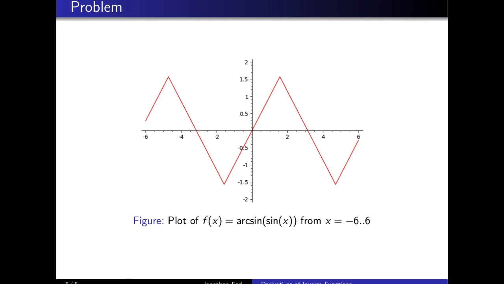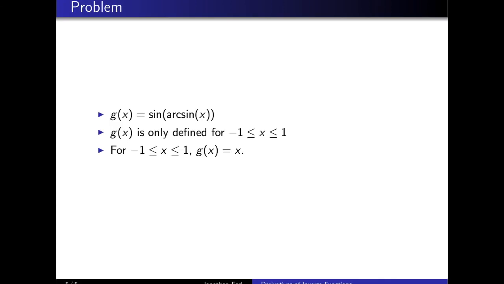Okay, so that tells us about arcsine of sine of x. What about sine of arcsine of x? Well, the thing to remember here is that arcsine of x is only defined for values between minus 1 and 1. Because remember that arcsine of x is saying, what number or what angle in the range of minus pi over 2 to pi over 2 has the sine of the given value.